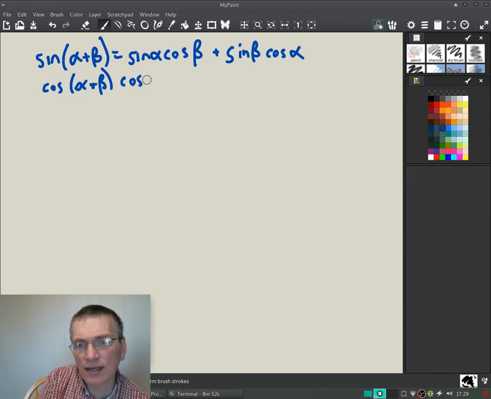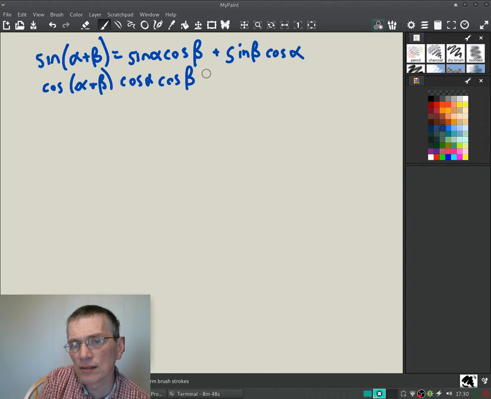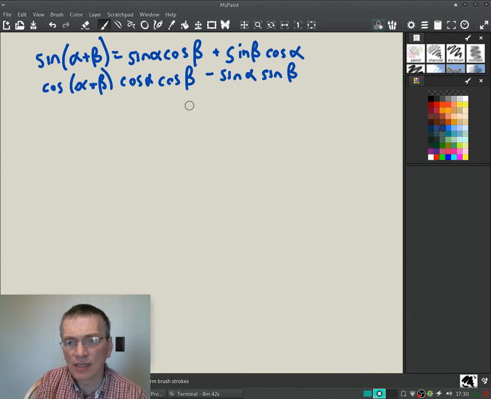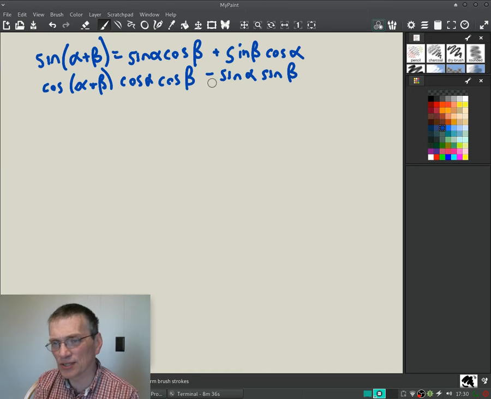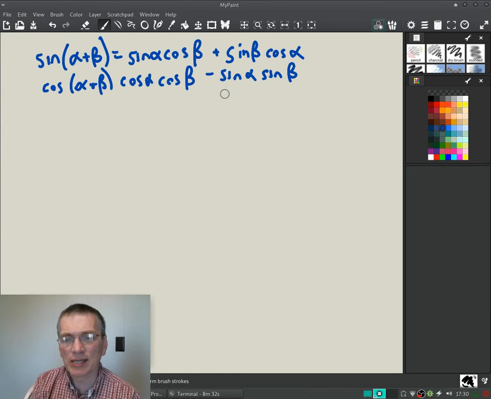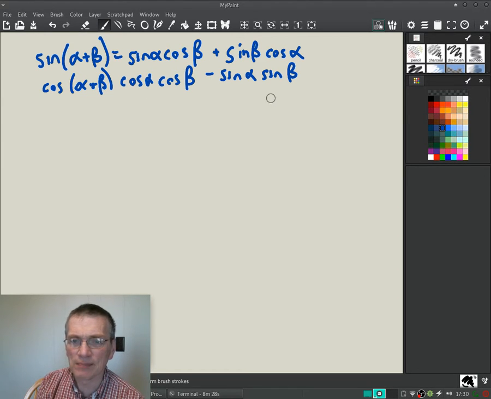it's cosine alpha cosine beta minus sine alpha sine beta. I don't want you to have to try and remember these. Just remember how you get them. These came from, we got them very easily from Euler's equation by going to the imaginary plane. And we see that these make sense, and they come right from there with no special conditions on them.